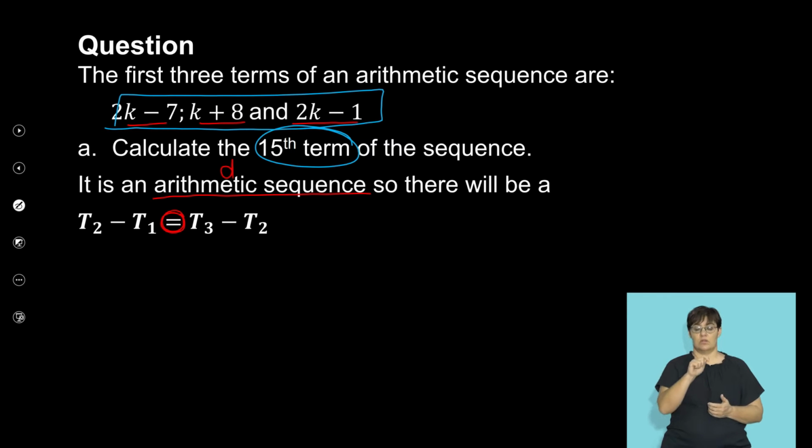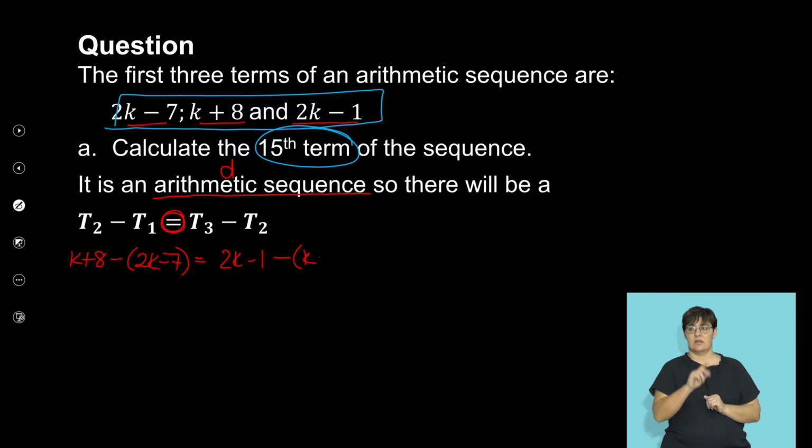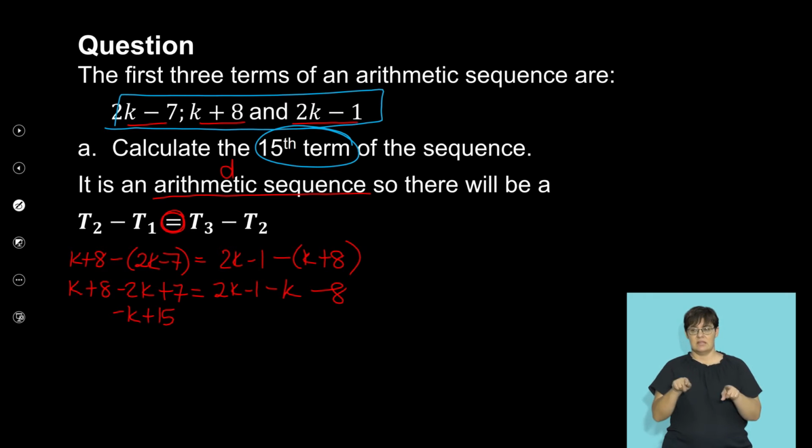So if I substitute in term 2, it's k plus 8. Then I'm going to subtract term 1, which is 2k minus 7, which is equal to term 3, which is 2k minus 1. And I'm going to subtract term 2, which is k plus 8. If I distribute the negative in on the left, I'm going to have k plus 8 minus 2k plus 7 is equal to 2k minus 1 minus k minus 8. Simplifying, I'm going to have negative k plus 15 is equal to k minus 9.